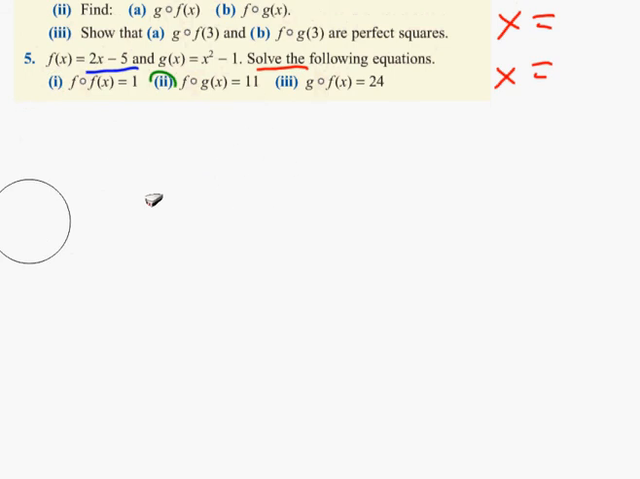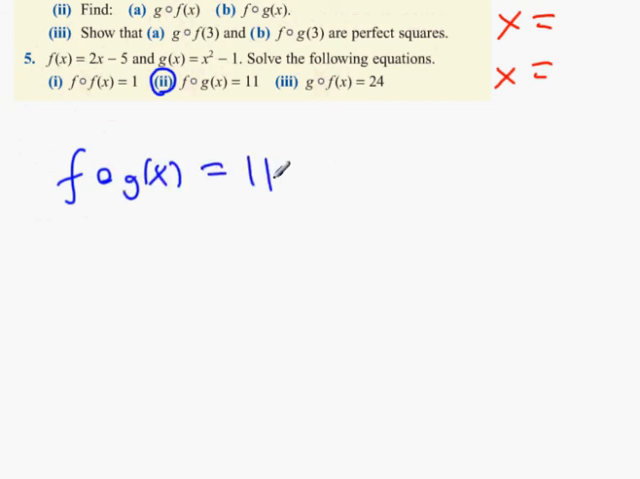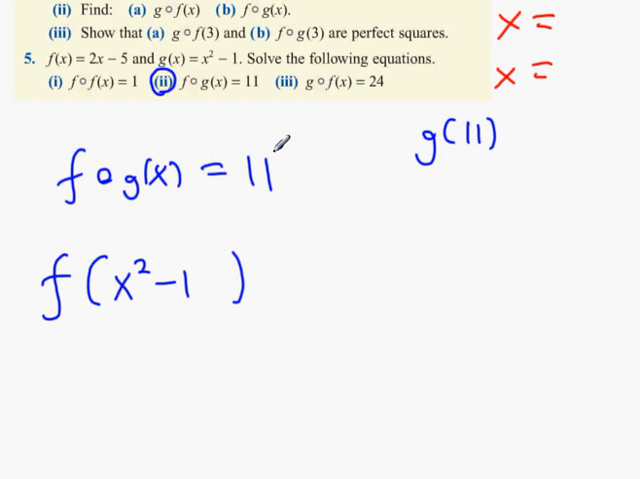So what we're going to do next is this one here. f after g of x equals 11. First of all, what's g of x for question 5? x squared minus 1, so it's 11 squared minus 1. It would be if it was g of 11. You're right. But see the way the 11 is over the other side? See the way there's an equals?